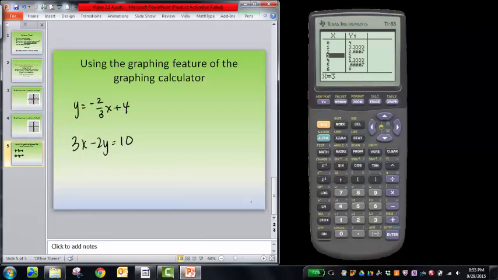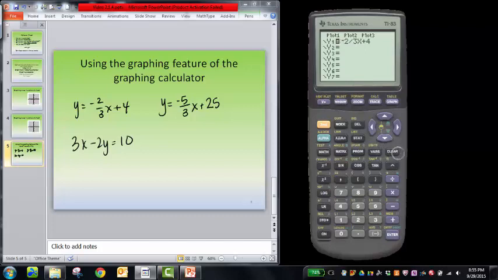The last thing we're going to take a look at is what if you were given an equation such as y equals negative 5/3 x plus 25. Okay, so let's go ahead back to the y equals, and we're going to clear it out by pressing the clear button that's right here underneath of the arrows. And then we'll type in negative 5/3, x is over here by the alpha button, and plus 25.